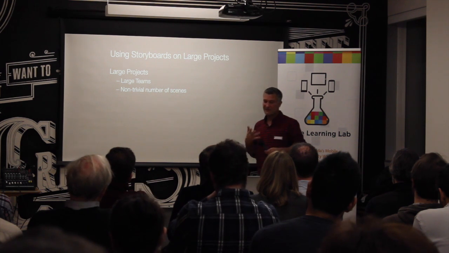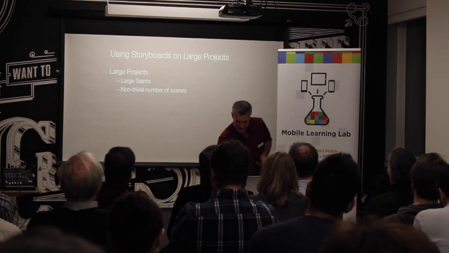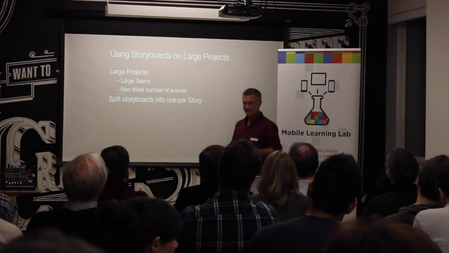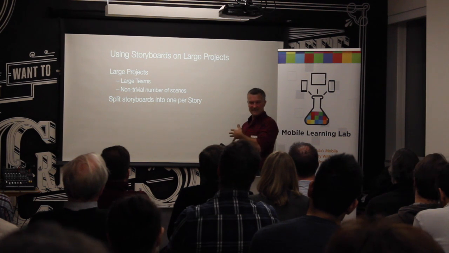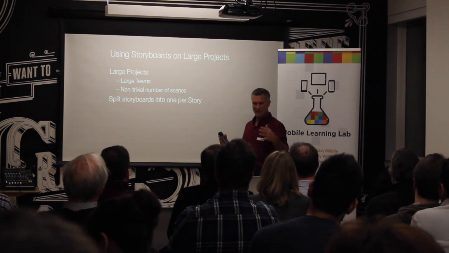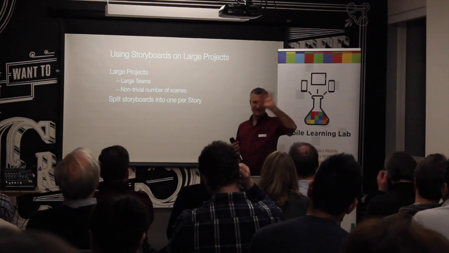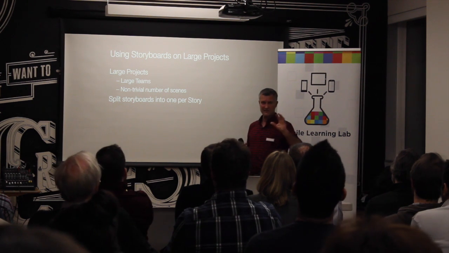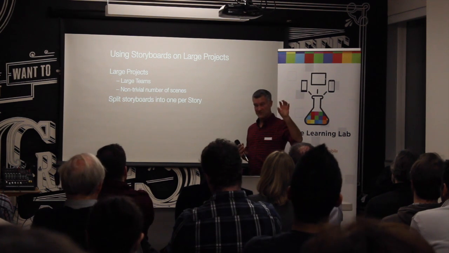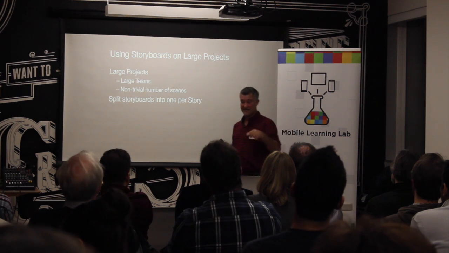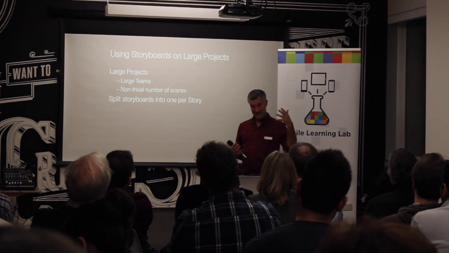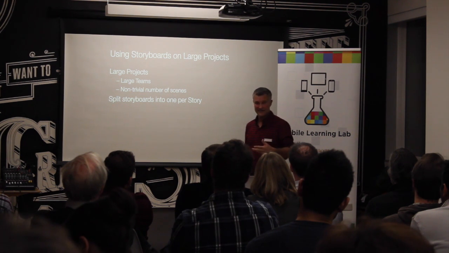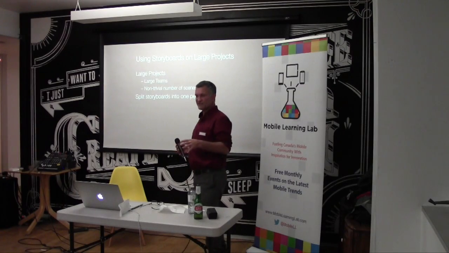So the first thing I would suggest is to split the storyboards into one per story. If a story is a sequence of scenes, start by putting those scenes in one storyboard. Have one storyboard for your main menu, and try and put everything that has to do with those controllers in the main menu into that first storyboard. And now it's been made even easier because in iOS, we can now link to other storyboards, which is a great piece of documentation. So we no longer have to put everything in one storyboard.